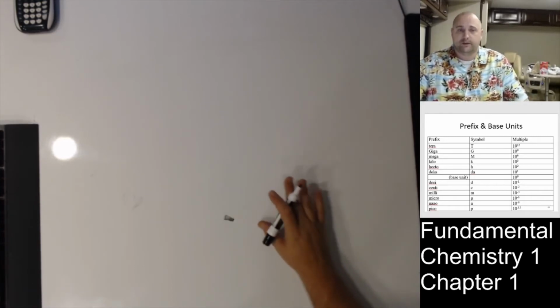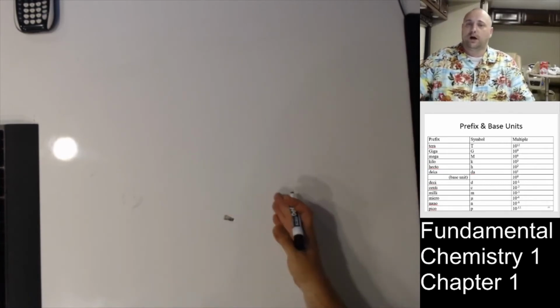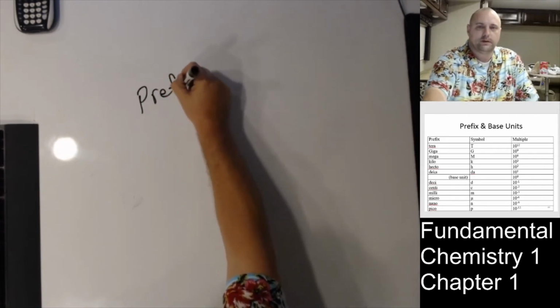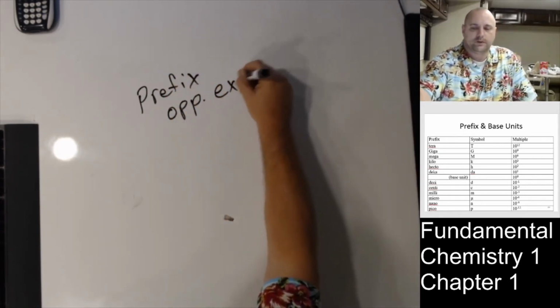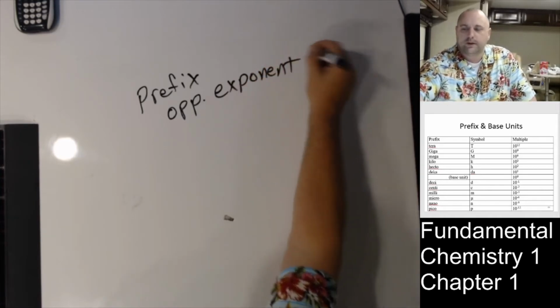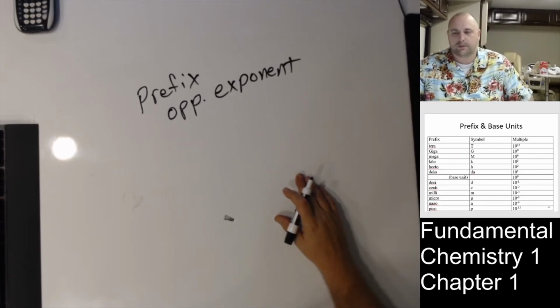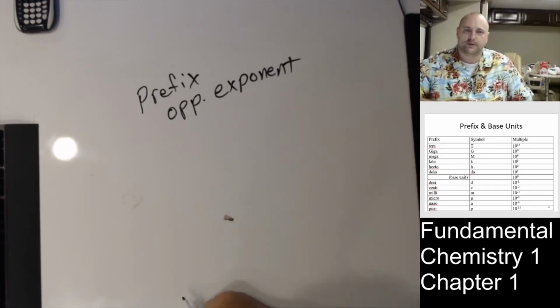It's really just a matter of learning that the prefix always goes opposite the exponent. All right. So prefix opposite exponent. I write this all the time when I hand grade papers. I may have to make a quick macro to post this into Blackboard because I'll probably write this a bunch. Prefix goes opposite the exponent.